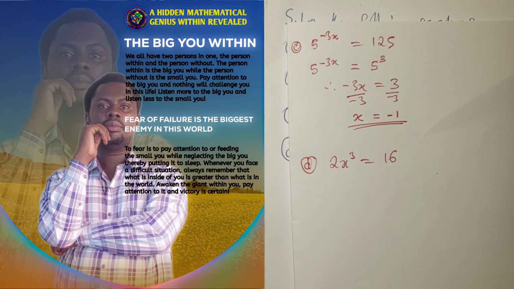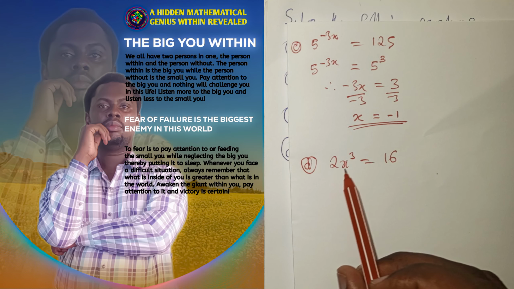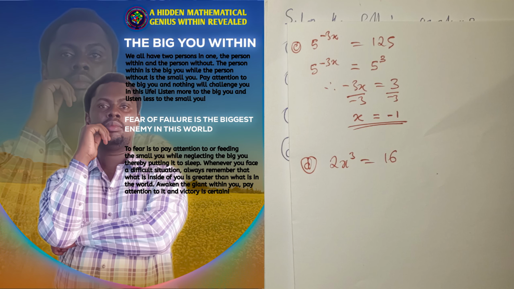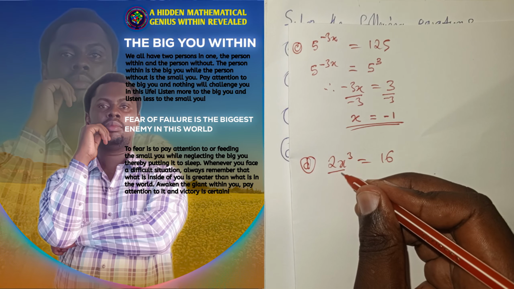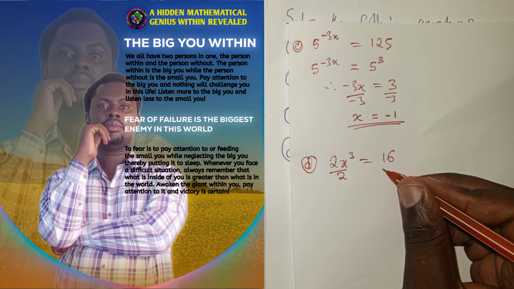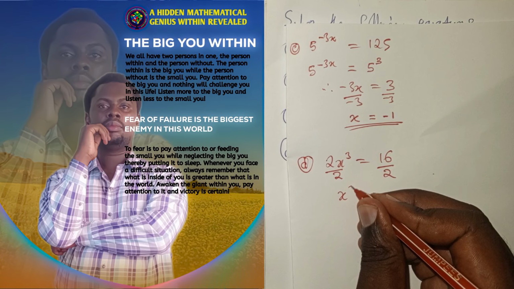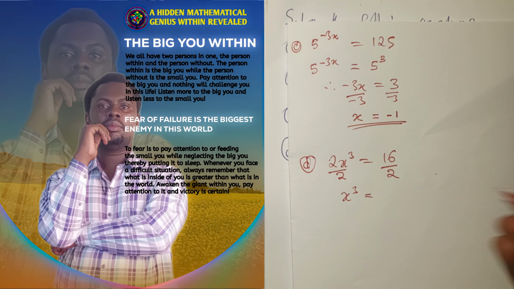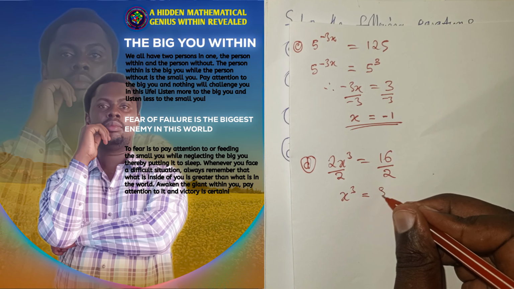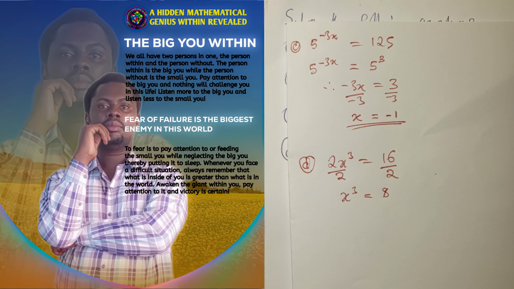Okay, this one is simple. The first thing to do here, we can see that this one is just 2x cubed. So for us to remain with x cubed, we will just divide out 2. So when we divide out 2 this side, we also divide 2 the other side. So 2 and 2 will cancel out. We remain with x cubed is equal to 16 divided by 2, you get 8.